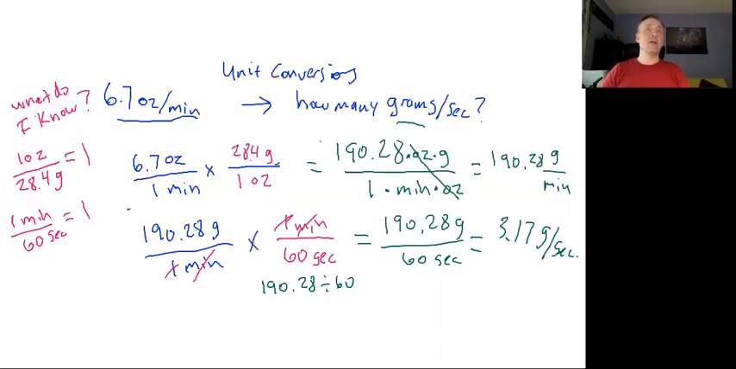Hope that helps. Again, the bottom line is finding out what you know, getting conversions that will be useful. In this case, we wanted to get minutes into seconds. We wanted to get ounces into grams, and then multiplying with those unit conversions so that the units you don't want cancel out, and you're left with the units that you do want.